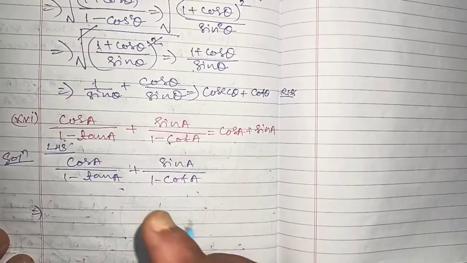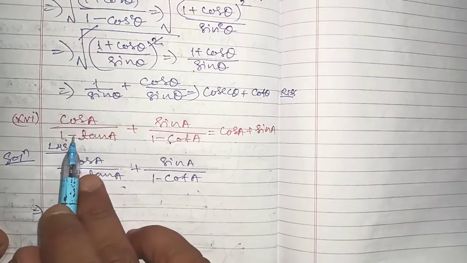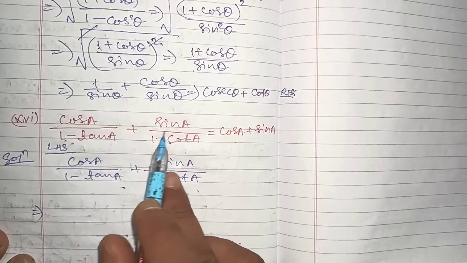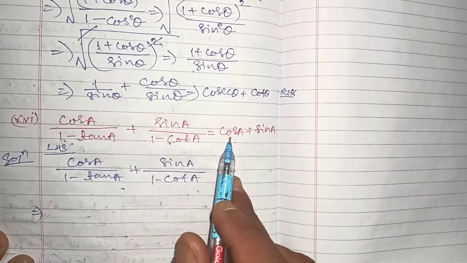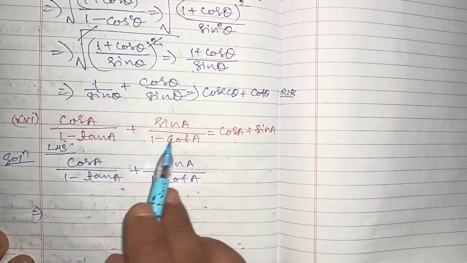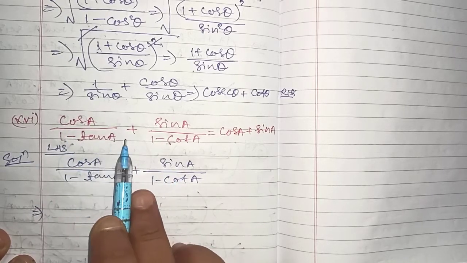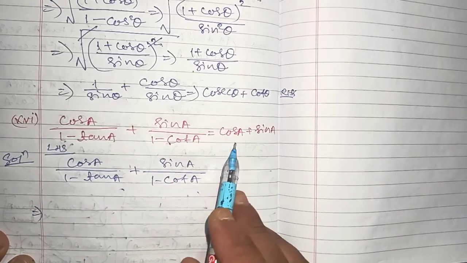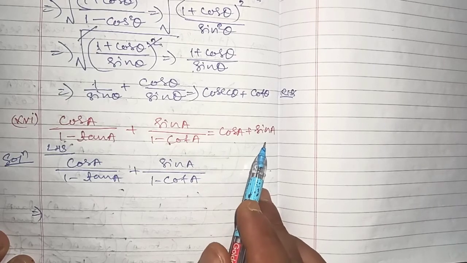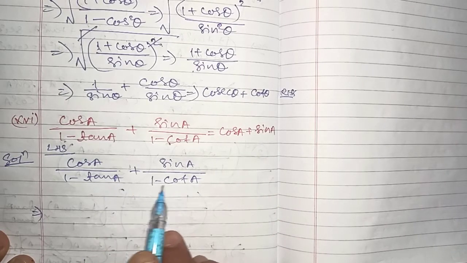Next, question number 16. It is given cos a divided by 1 minus tan a plus sin a divided by 1 minus cot a equals cos a plus sin a. So I have taken LHS to prove. In LHS there is tan a and cot a, but in RHS cos a plus sin a. That means we have to convert this in terms of sin and cos.